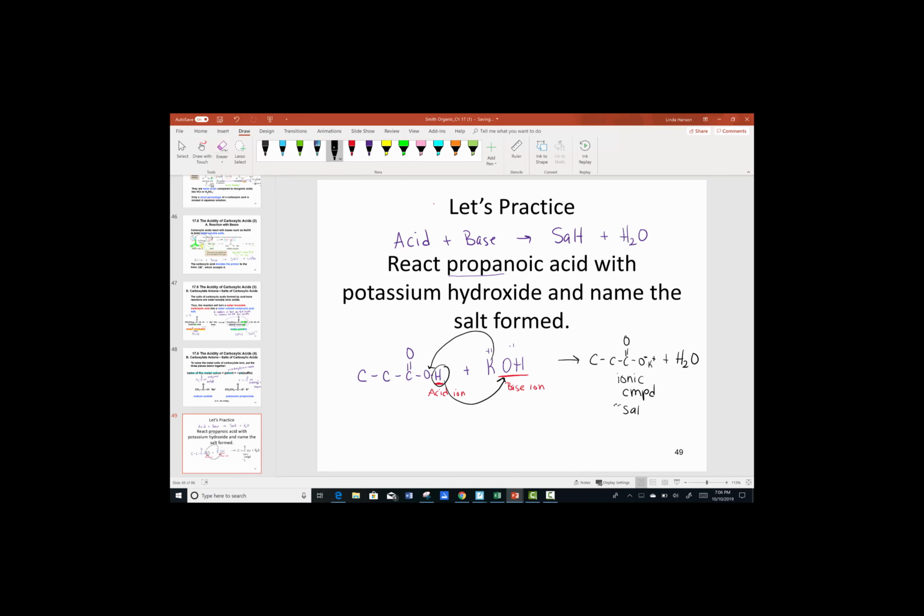commonly called a salt. We need to name the salt, which we just practiced on the previous page. We'll say the name of the positive metal first, and so it becomes potassium. Saying the name of the parent carboxylic acid, this was propanoic. The ic turns to ate, and we've named this as potassium propanoate.